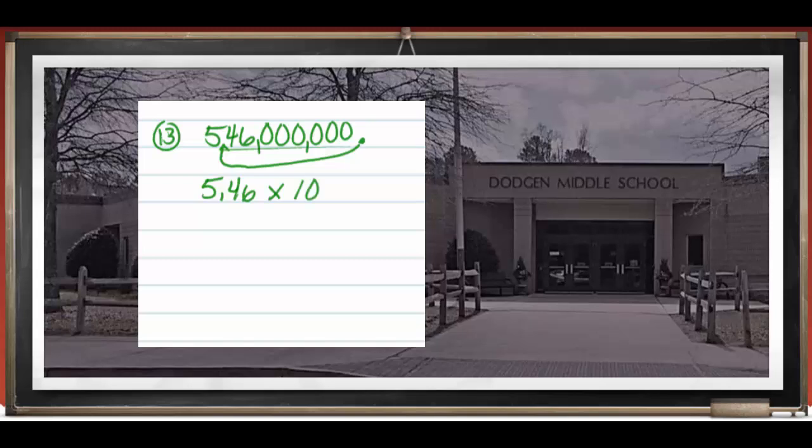Now, in order for us to figure out what power we're going to give to this 10, we need to count how many times we needed to move that decimal place to get it from the end of 546 million all the way over to between that 5 and 4. And so I realize I have 3 zeros plus 3 more zeros is 6 zeros, plus the 2 places that account for my 6 and 4. And so that would be 8 total shifts to the left. So I'm multiplying by 10 to the 8th power.